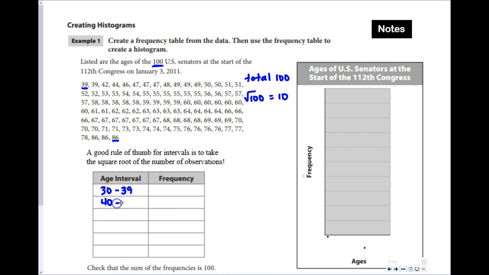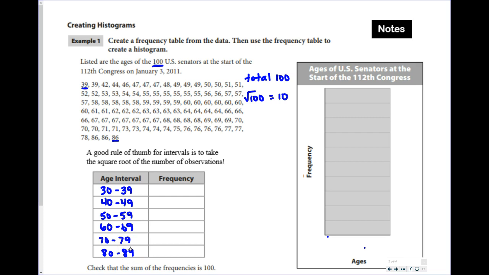My next interval will be 40 to 49, then 50 to 59, 60 to 69. I'm going to stop here and take a look back at my data set. My highest number is 86, so I need to make my intervals go up to 86. So my next one is 70 to 79. Still not 86, but when I do 80 to 89, that's including all the values. I'm checking that all my intervals include all the values they give me. It goes from 39 to 86, which is included, and my intervals are equal. This is the hardest part for sure of this learning target, creating these intervals. Because now comes the easy part.